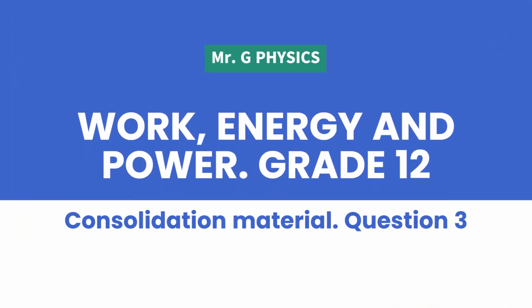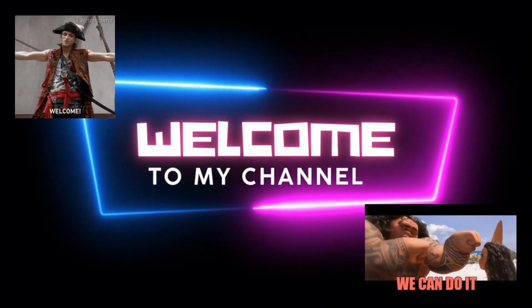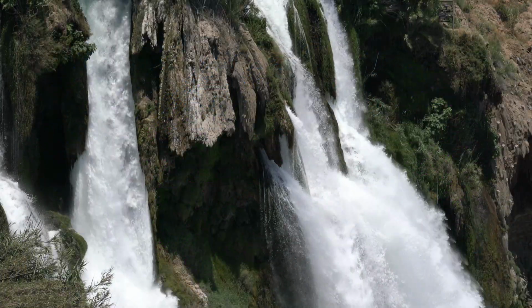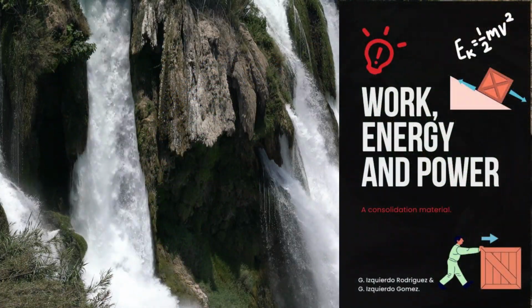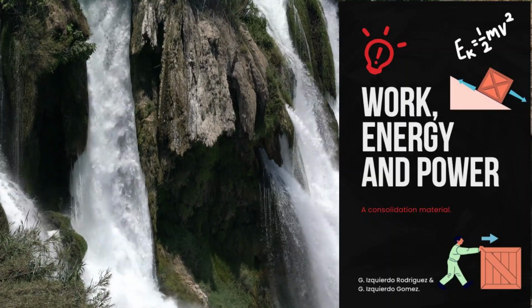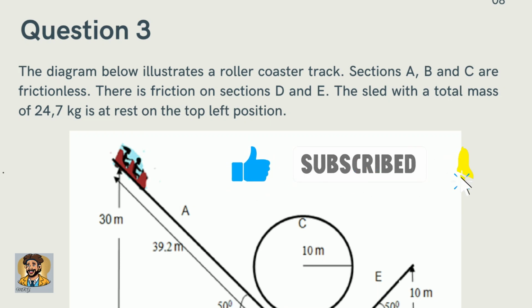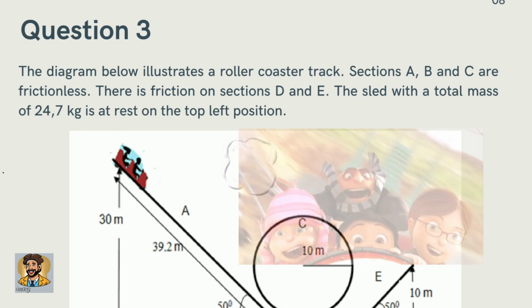Today we're going to answer this question on work, energy, and power. This one is question 3 from this work, energy, and power consolidation material, which has a total of 9 questions. Question 3 says, the diagram below illustrates a roller coaster track. Sections A, B, and C are frictionless.